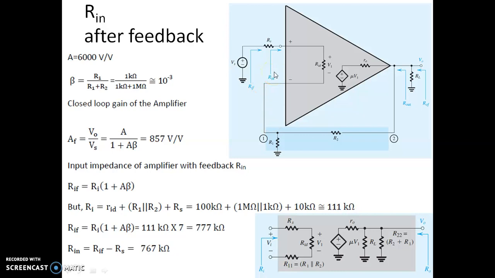Before that, we first find out what RIF is, that is input impedance with feedback. So RIF is Ri into 1 plus A beta, where Ri is nothing but the addition of RS, RID plus R11. So this is what you have. R11 is R1 parallel R2. So we end up with this as 111K. We'll see in the next video in detail.